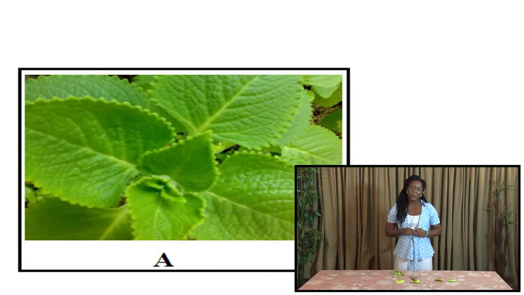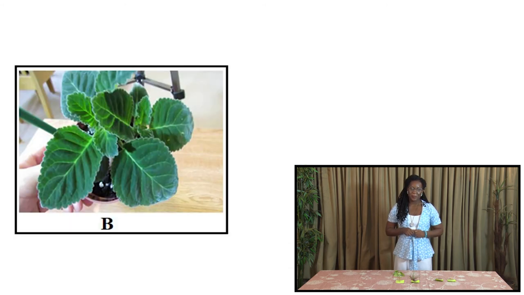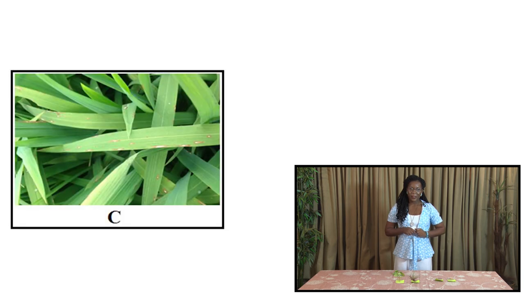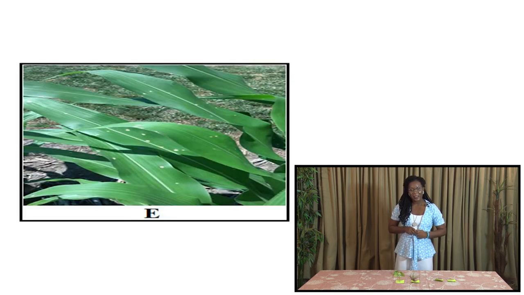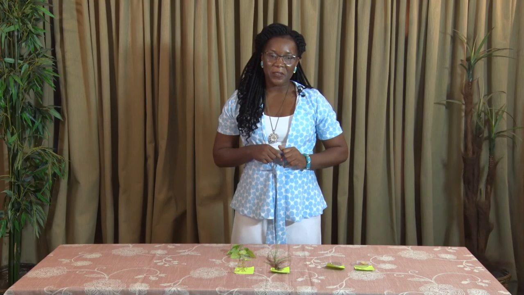Let us see if you were correct. A, net vein leaf, so it's dicotyledonous. B, net vein leaves, dicotyledonous. C, parallel vein leaf, monocotyledonous. D, net veined leaves, dicotyledonous. And E, parallel veined leaves, monocotyledonous. Very good.